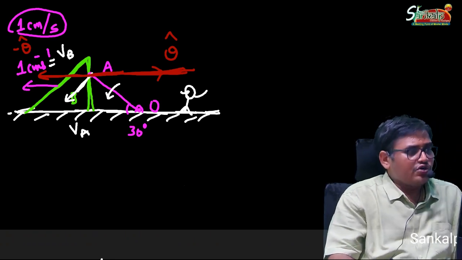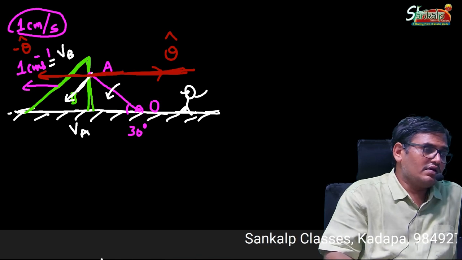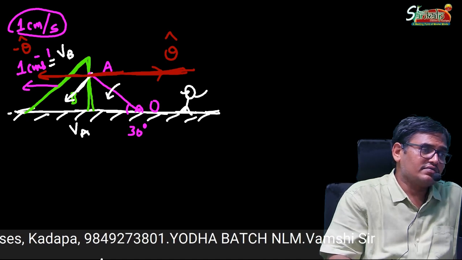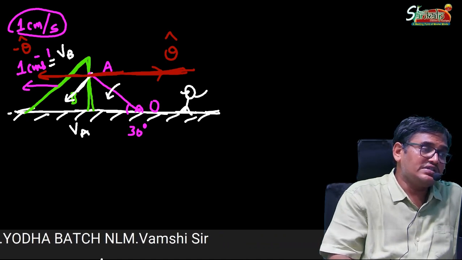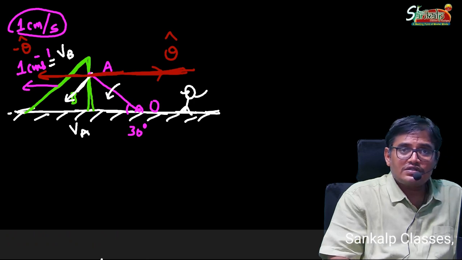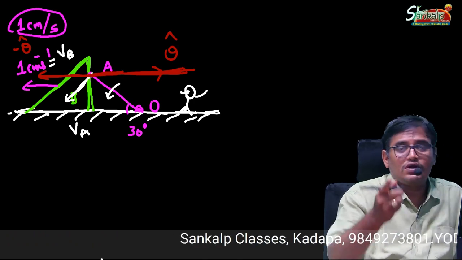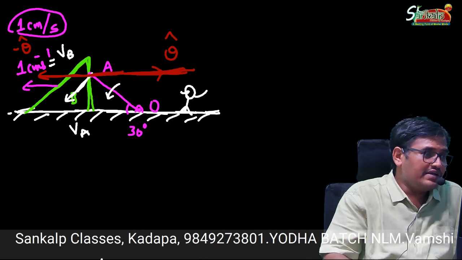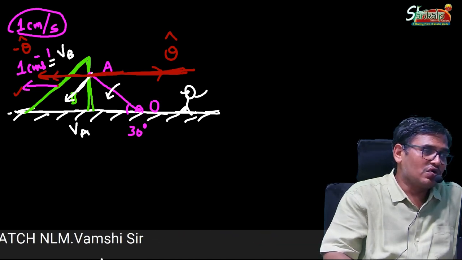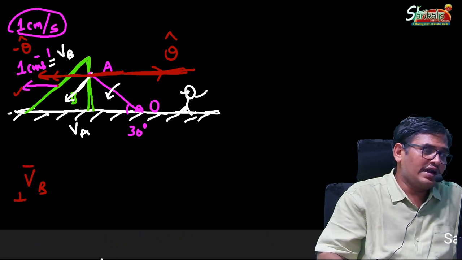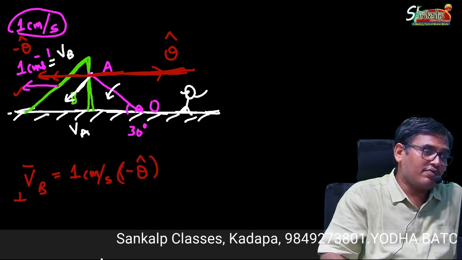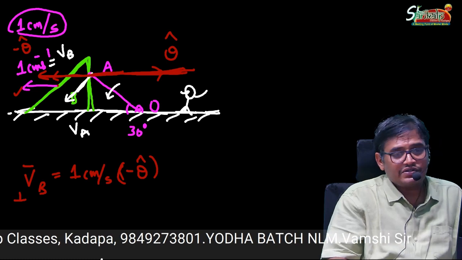Now my question to you is, what is the component of wedge B velocity along this red line? Wedge B velocity is there now. What is its VB component along this red line? Sir, what nonsense you are talking, sir. VB itself is along red line, sir. Yes, you are absolutely right. VB itself is along red line. You see this pink line, 1 centimeter per second. It is along this only now. So VB along normal direction is 1 centimeter per second minus theta cap. Left side I have taken minus theta cap.